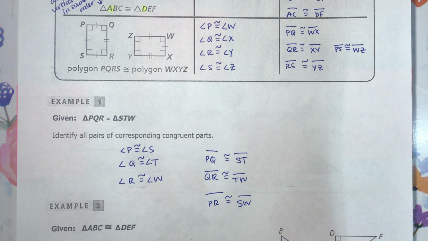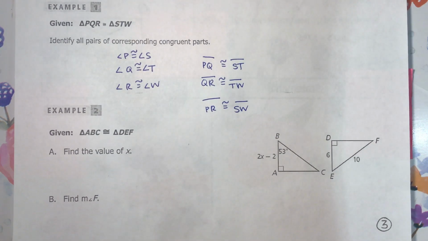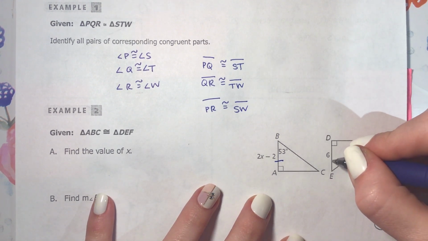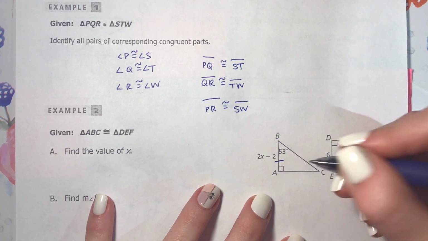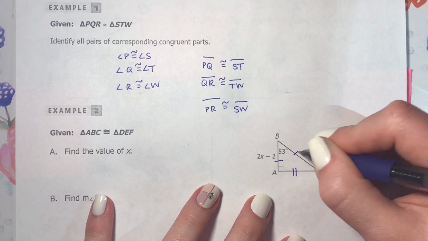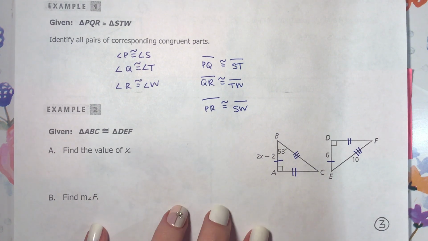And that's everything it wanted for that problem, so we are moving on. In example 2, we are told that triangle ABC is congruent to triangle DEF. So we're going to use that information to solve for some missing values. So I have AB is congruent to DE, and then AC and DF.